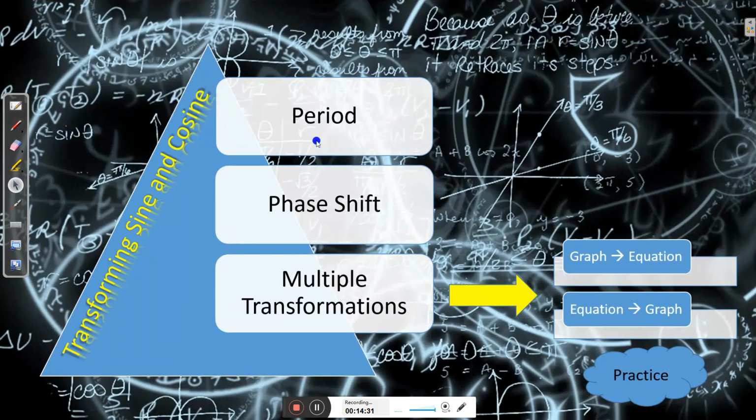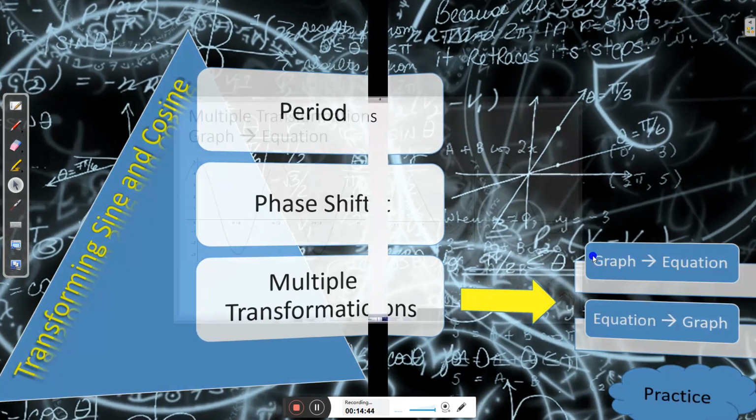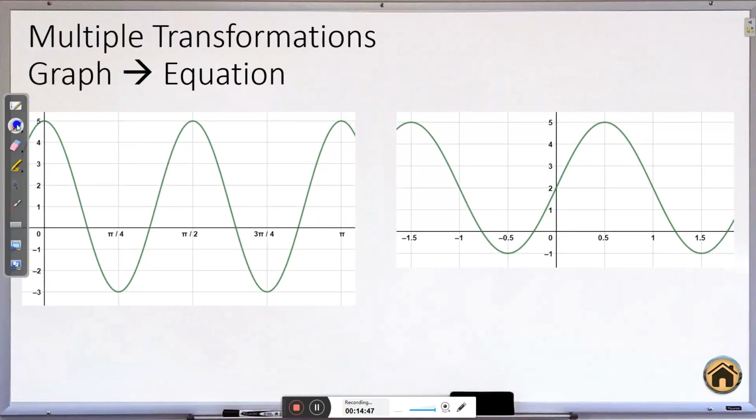So we've now seen what the period does and what the phase shift does. Now that we kind of know what they do, we have to make sure that we can go from a graph to an equation, or backwards from an equation to a graph. So let's start with a graph to an equation. That's one that we haven't practiced much.